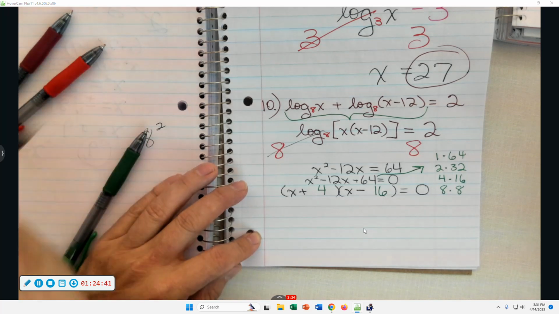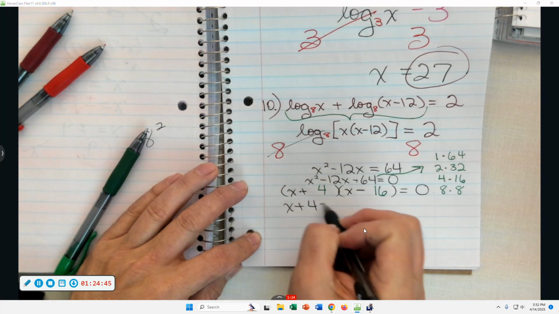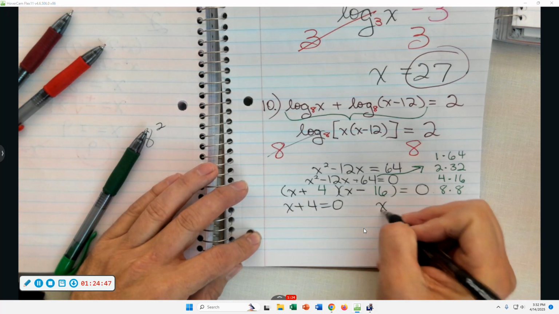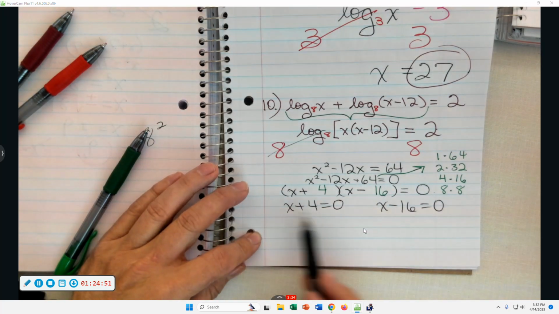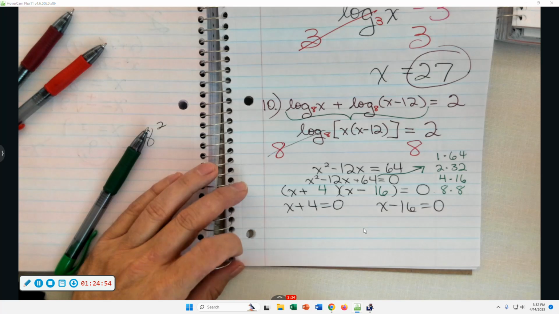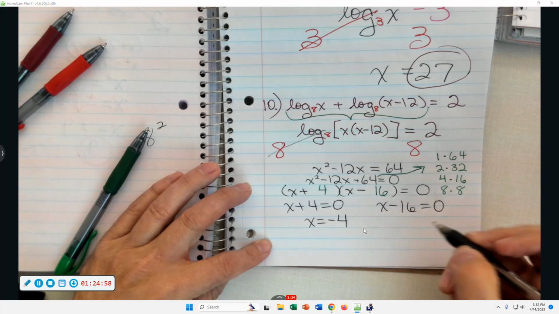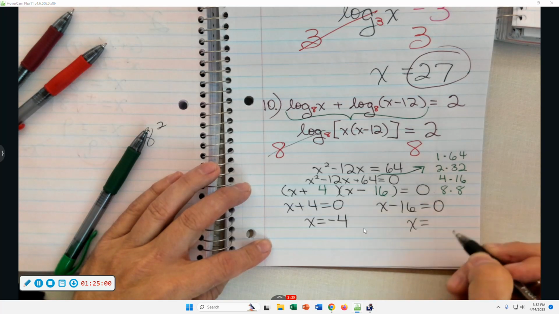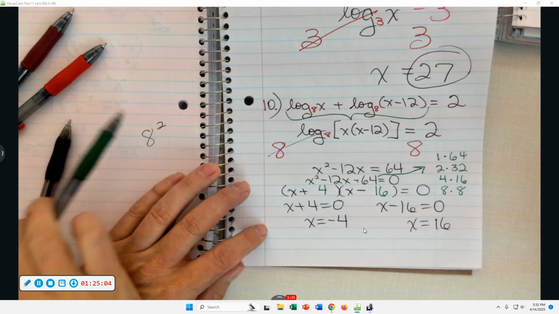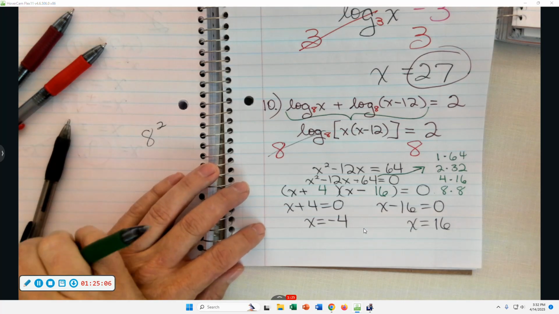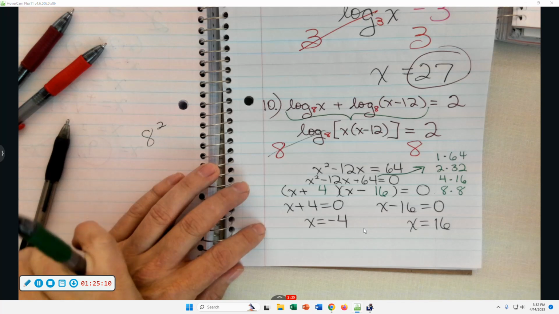So we set each factor equal to 0. X plus 4 equals 0. X minus 16 equals 0. What's this first equation going to give us? X equals negative 4. Okay. The second one? Okay. Are they both acceptable solutions? No. Which one am I going to cross out?